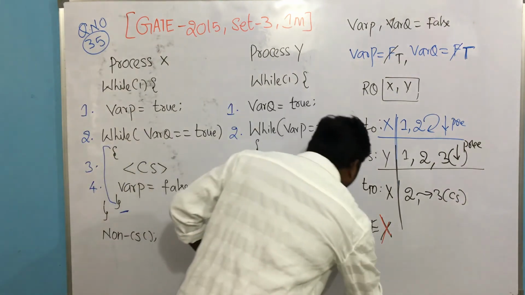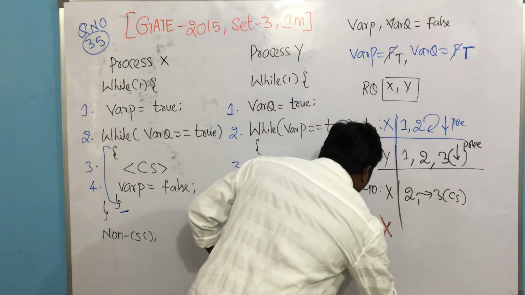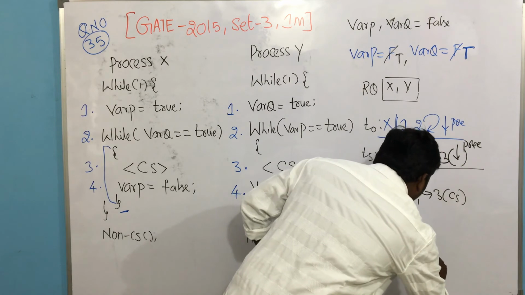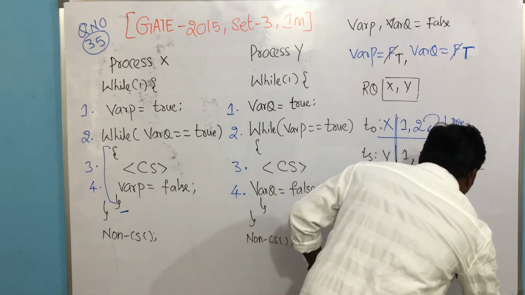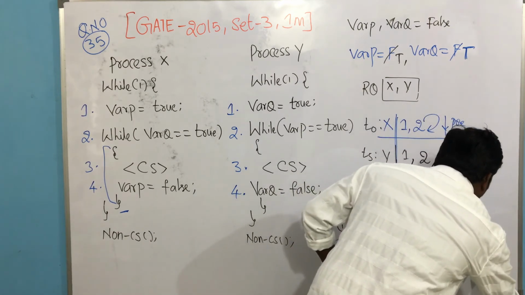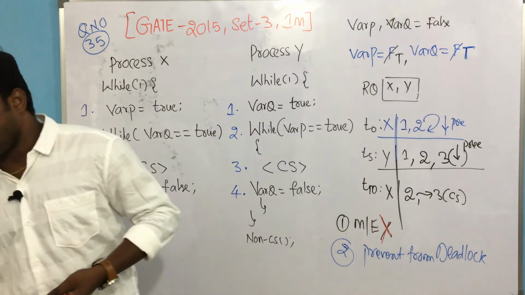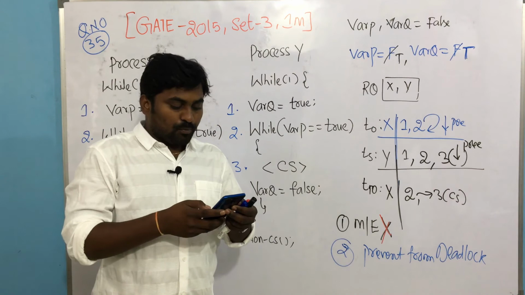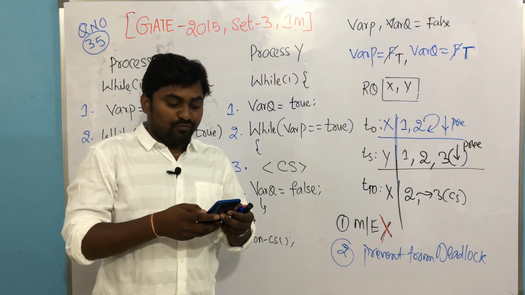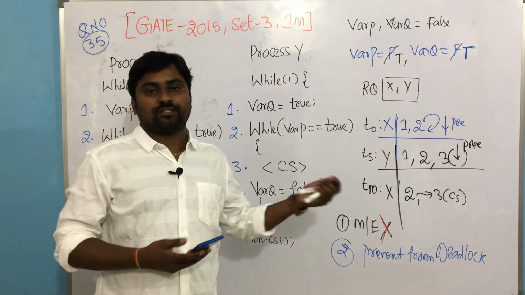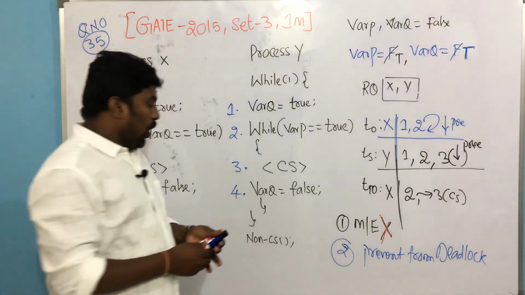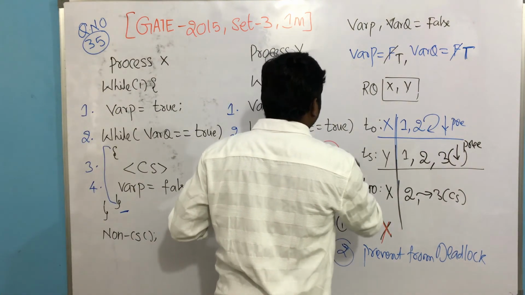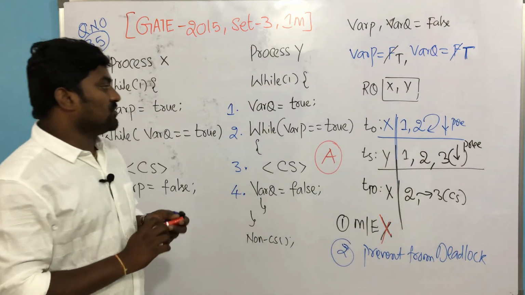So the second point: it will prevent deadlock. Now you can read the options. What is option A? See, the option says that the proposed solution prevents deadlock but fails to guarantee mutual exclusion, or not? Yes, absolutely correct. Option A is the correct answer for this question.